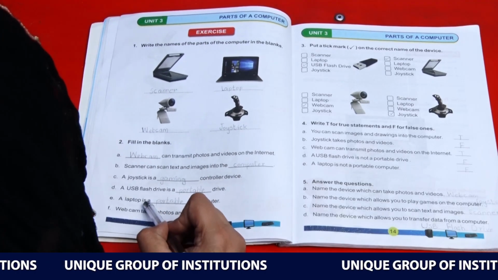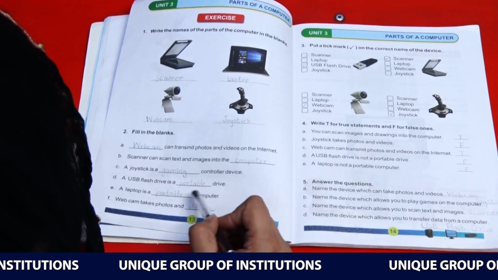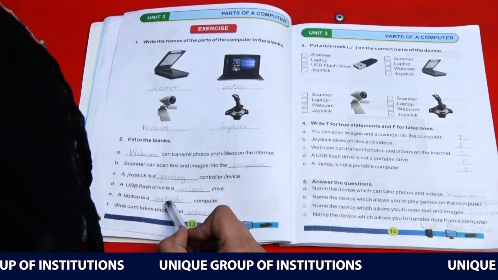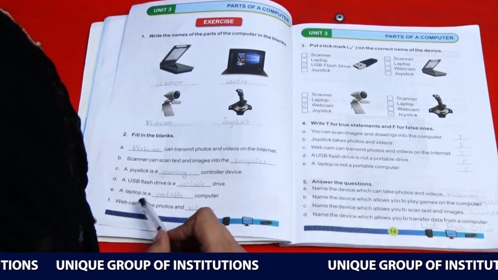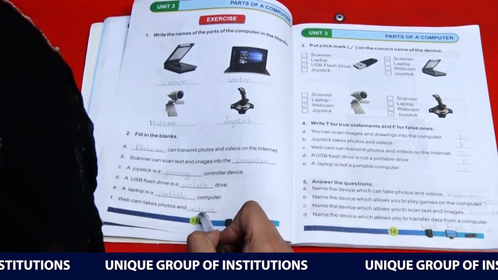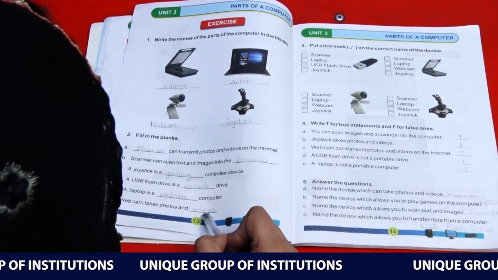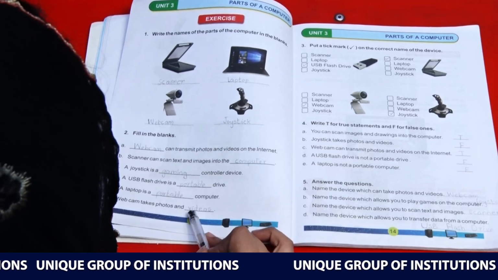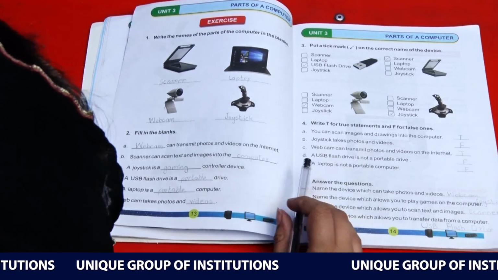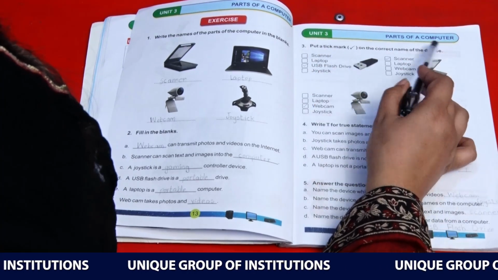E part. A laptop is a dash computer. A laptop is a portable computer. Here again we will write the word PORTABLE. Part F. Webcam takes photos and dash. We know that webcam is used to take photos and videos. So, you will write VIDEOS, videos.